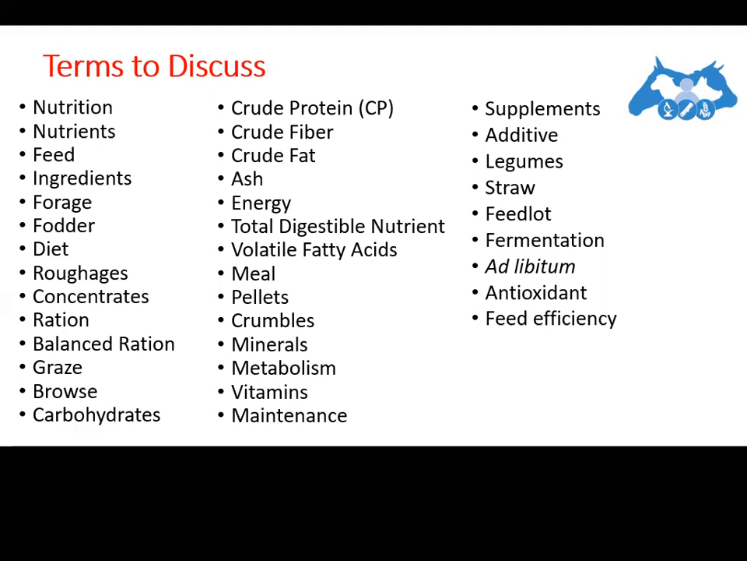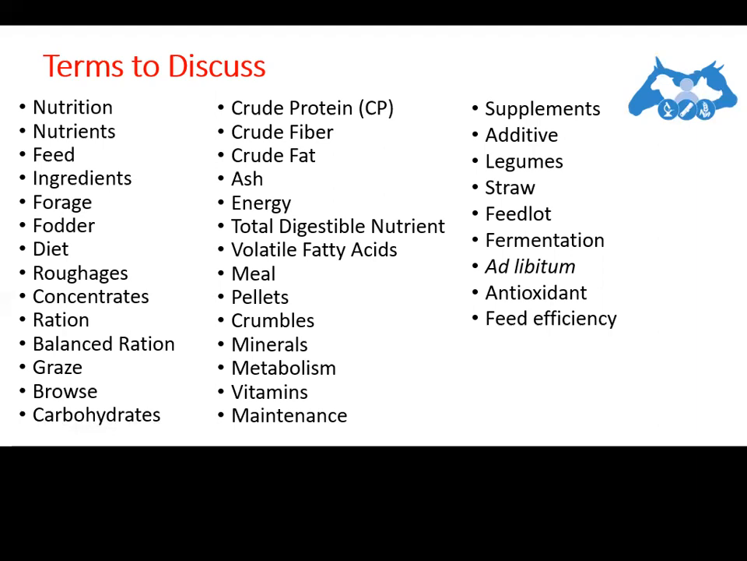Then, what is a meal? Meal is basically a feed ingredient having a particle size somewhat greater than flour, for example, soybean meal. Then is pellet, ground feed compacted by steaming and then forcing the material through die openings is known as pellets. Crumbles, the pelleted feed which is reduced to an irregular mixture or ingredient in meal form is known as crumbles.